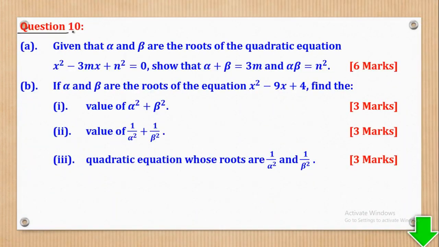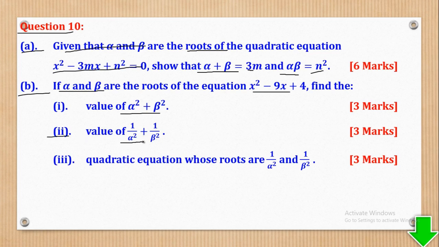Now we shall go to question 11, which says, Part A, given that alpha and beta are roots of the quadratic equation, this, show that alpha plus beta is 3m and alpha beta is n squared. Then part B, if alpha and beta are the roots of the equation this, find, part Roman 1, the value of alpha squared plus beta squared, and part Roman 2, the value of 1 over alpha squared plus 1 over beta squared, and Roman 3, the quadratic equation whose roots are this.